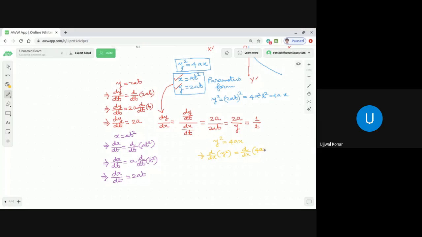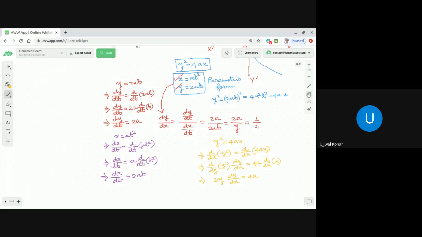So d/dx of y square we cannot do directly. We need to apply chain rule. So d/dy of y square into dy/dx is equal to 4a, which is a constant, so we take 4a out and we get d/dx of x, which is actually 1. So d/dy of y square is equal to 2y, so 2y into dy/dx is equal to 4a.